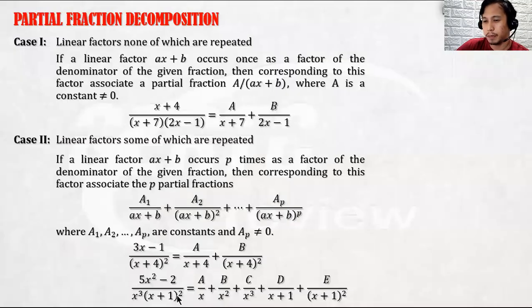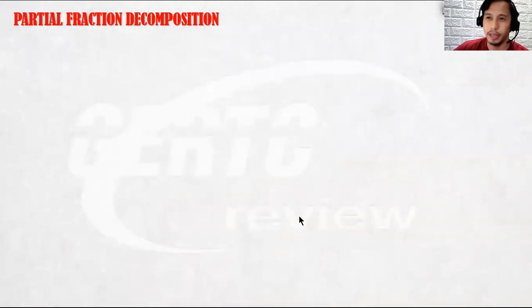And for x plus 1, this is squared. So plus d over x plus 1 plus e over x plus 1 quantity squared. So the numerators are just constants, no? It could be that this is 0. It could be that this is 0, but this cannot be 0. Okay? That should be a constant value, no? Because it is the highest degree, no? X cubed. And this d may be 0, but this e must not be 0. Okay? So that's how it is. Example tayo.